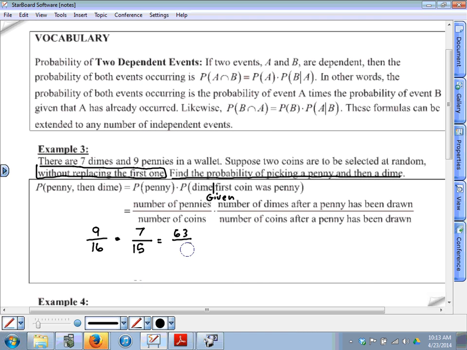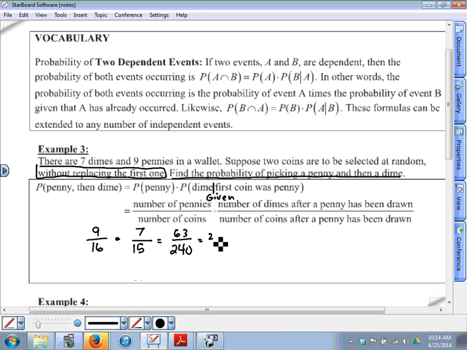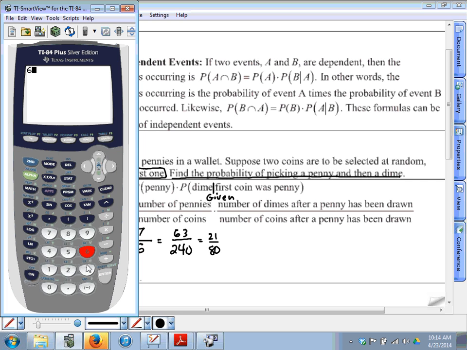15 times 16 is 240. Well, now wait a minute. 63 divided by 240. Yeah, that simplifies as well. If we simplify that fraction, it is 21/80ths. How did you do that again? On the calculator, type in the fraction: 63 divided by 240, and then hit math, and then enter.